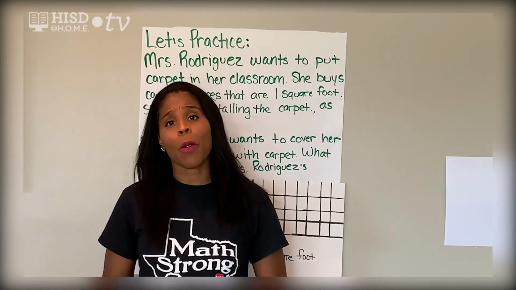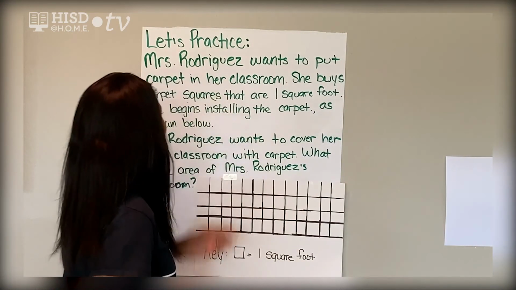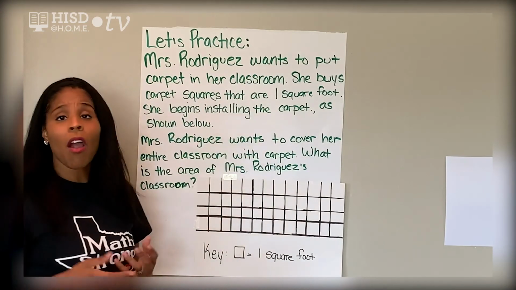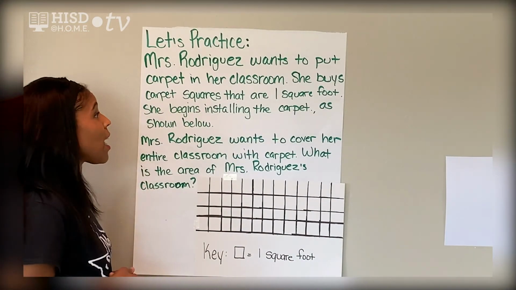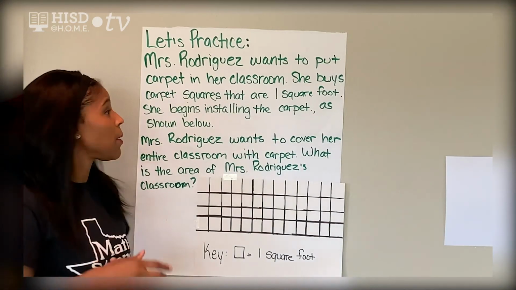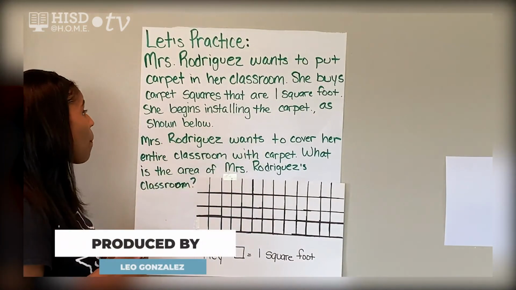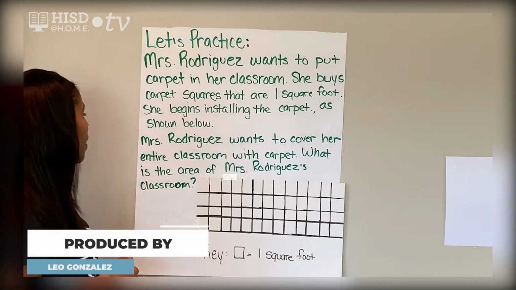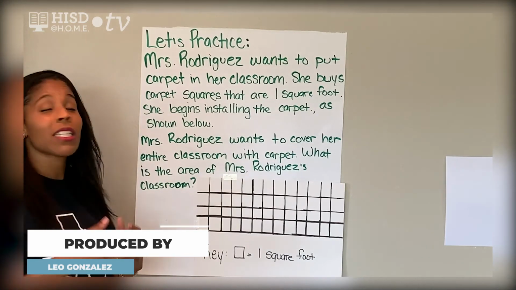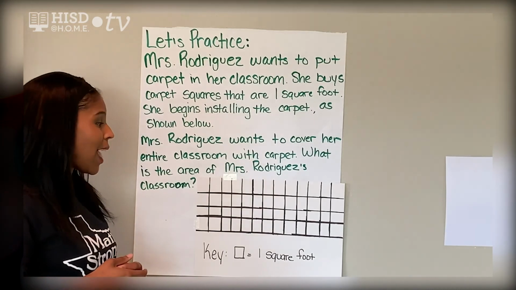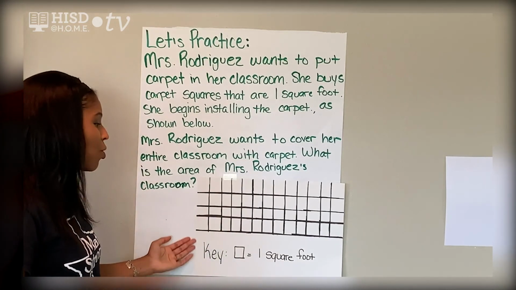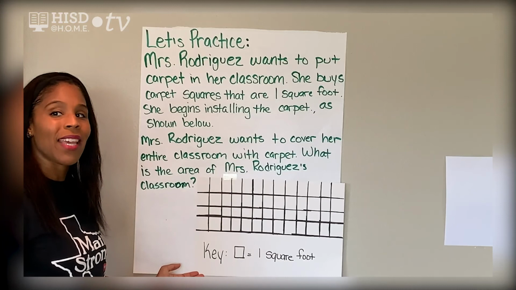Now I'm going to read your word problem for today. Mrs. Rodriguez wants to put carpet in her classroom. She buys carpet squares that are 1 square foot. She begins installing the carpet as shown below. Mrs. Rodriguez wants to cover her entire classroom with carpet. What is the area of Mrs. Rodriguez's classroom? And here's your picture already shown below along with your key.